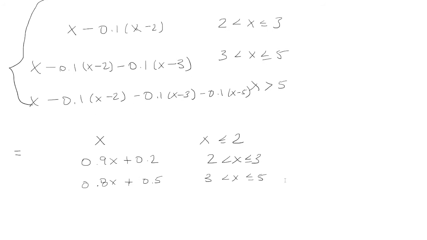Okay, last one. We're subtracting by 0.1x 3 times. So it's x minus 0.1x 3 times, which is 0.7x. Now this one is positive 0.2, positive 0.3, and that's going to give us positive 0.5, and then plus positive 0.5, that's going to give us 1.